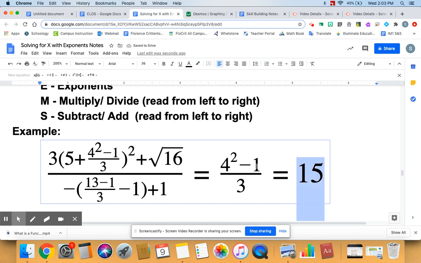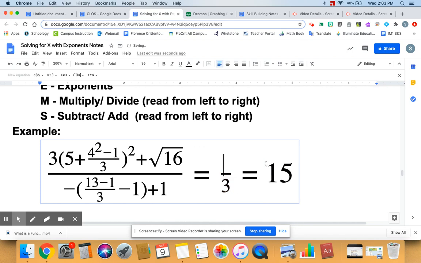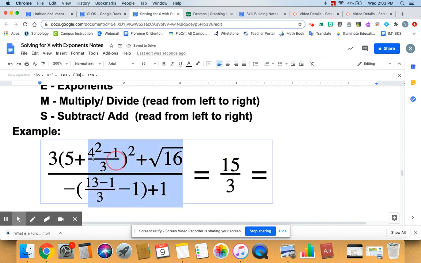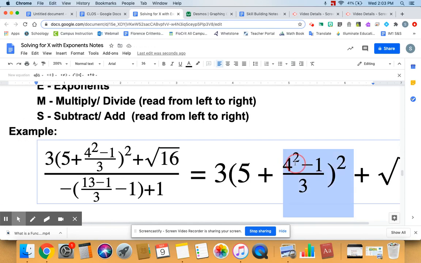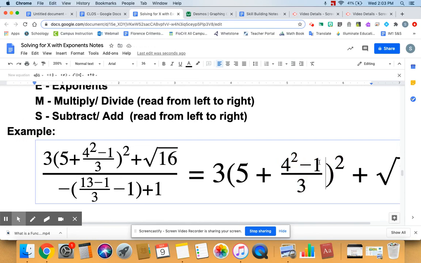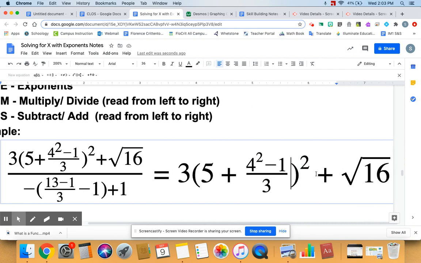Now I've figured out that the whole top of this part up here, the 4 squared minus 1, is 15. So I can replace it with the fact that it's 15. It's been grouped together now into one number. So this 15 over 3, if I go back and bring my whole top grouping back, so remember 15 over 3 was this part right here. The 4 squared minus 1 was the 15 over 3.